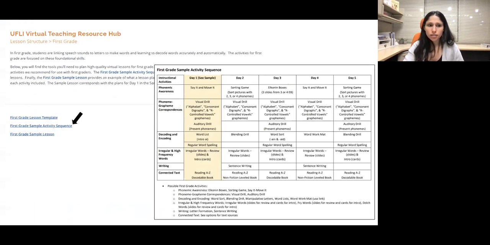And then there is also just a sample activity sequence for each grade. So in the primary grades, there's one for kindergarten, first and second, but also the intermediate grades. And you'll see that one of them is highlighted. That one is actually broken down into a PowerPoint with slides for each of the activities. Again, even if you're not teaching virtually, it gives you an idea of the type of activities that can be done to address these areas of focus.